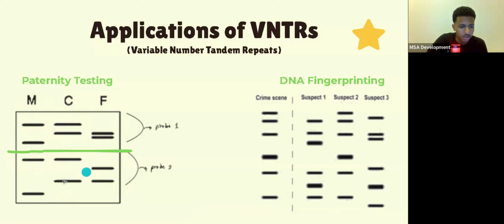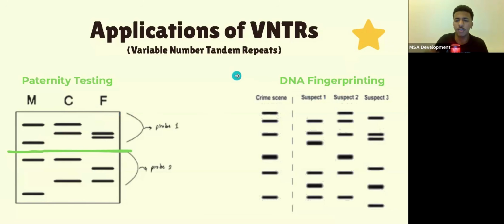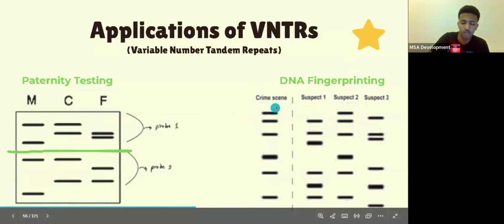The mother matches the child, matches with the father. That's correct. If they don't, then something is wrong. And they're also used for DNA fingerprinting because we all have a unique number of VNTRs and a unique sequence of VNTRs. They can basically take some DNA from the crime scene and then they can match the VNTRs with the suspects, and we can clearly see that suspect 2 matches the crime scene DNA. And this is an application of VNTRs.